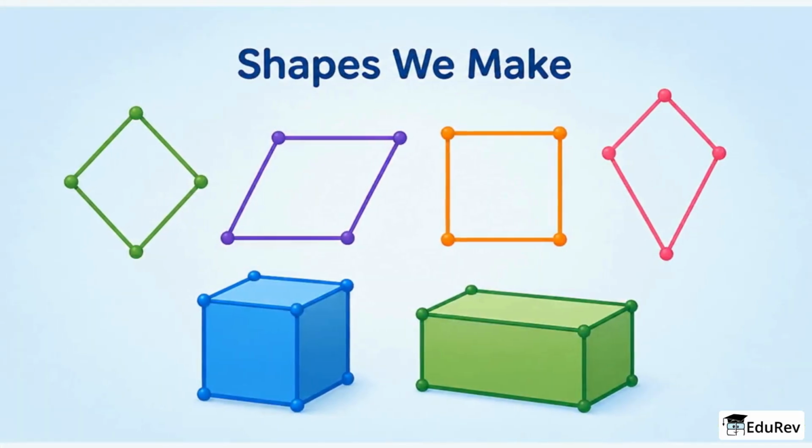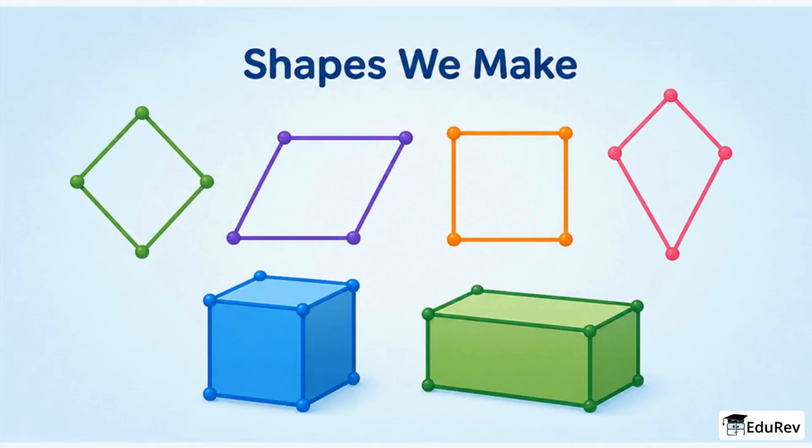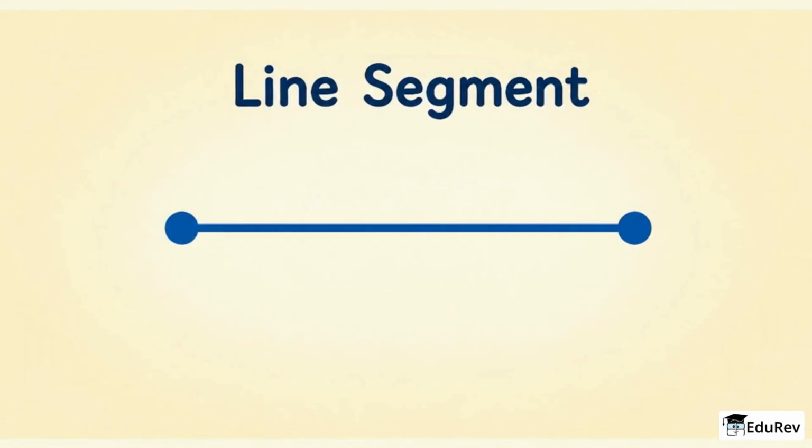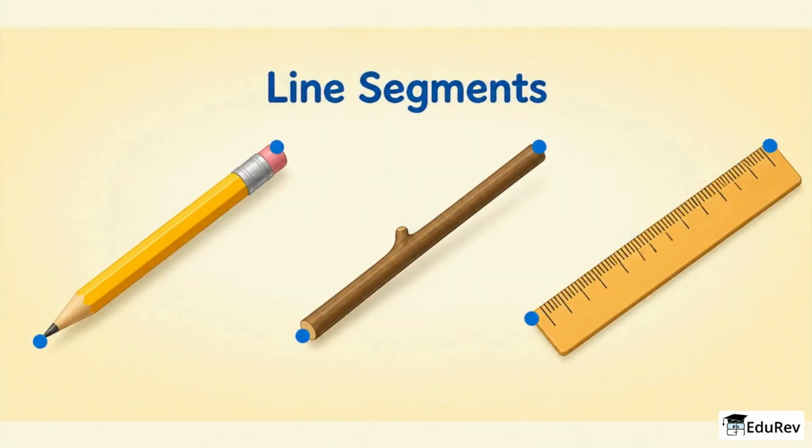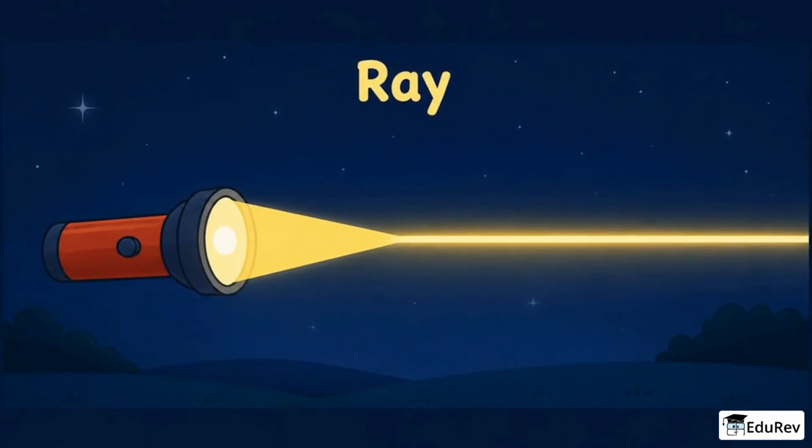We can make many shapes like rhombus, parallelogram, square, kite, cube and cuboid, all built with points, lines and angles we study. A line segment is a part of a line that has 2 endpoints. It has a beginning point and an ending point, so it stops there. We can see line segments in a pencil, a stick or the edge of a ruler because they have a clear beginning and end. A ray starts at one endpoint and goes on forever in one direction, like a flashlight beam that keeps going out into the dark.